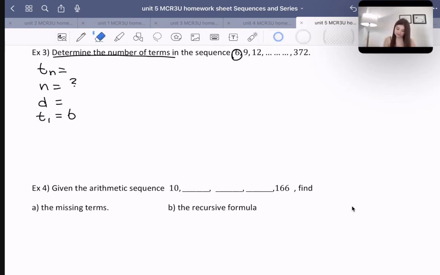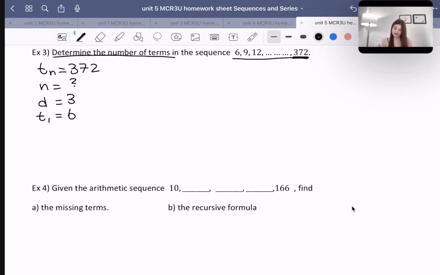D, the common difference, we can easily realize is 3. 6 plus 3 is 9, 9 plus 3 is 12, and so on. So the common difference is positive 3. And then T of n, well, we don't know how many terms are in the sequence. However, we know that T of n, the last term, is 372. And since we want to know the full number of terms in this sequence, T of n we're going to set to be the very last term, because we'd like to know what is n in this case? How many terms are there from the first term to the nth term? And so that's why we know that T of n is 372.